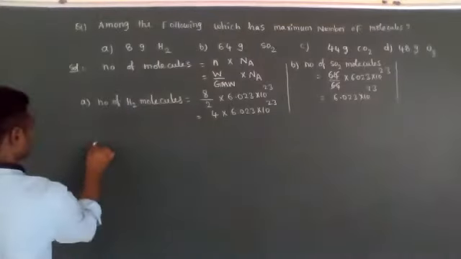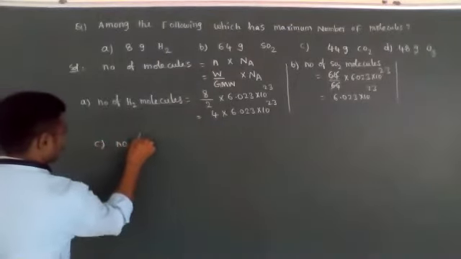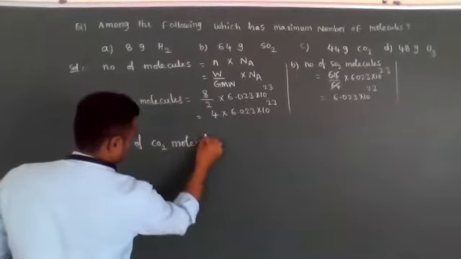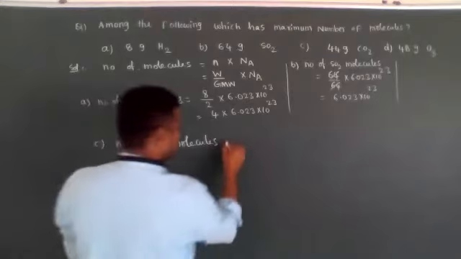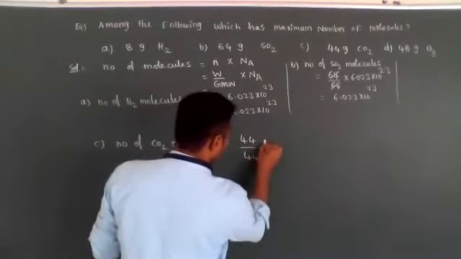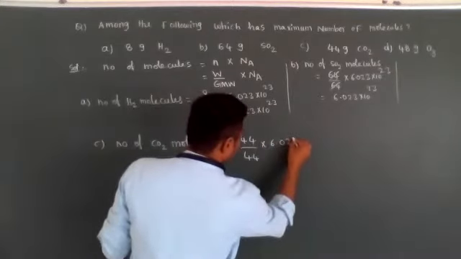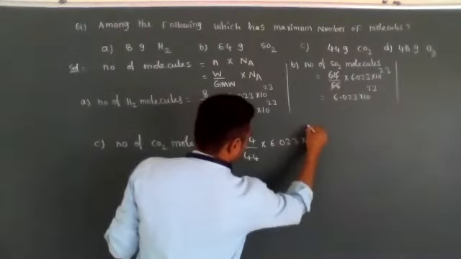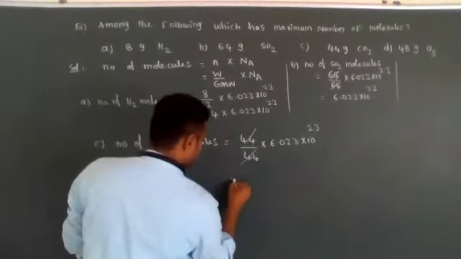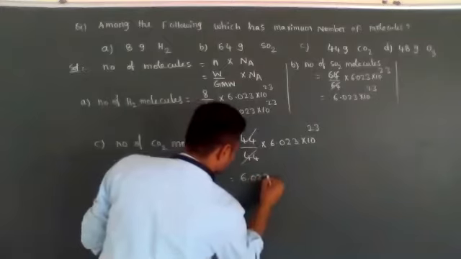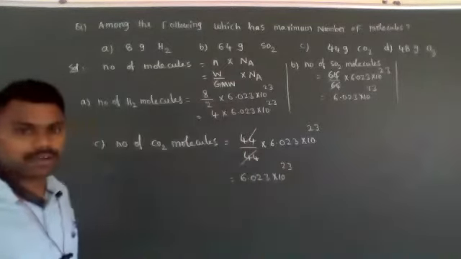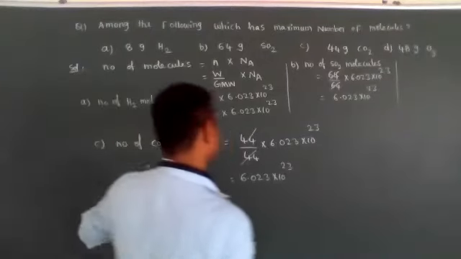Option C. The number of CO2 molecules is equal to weight 44 by 44 into 6.023 into 10 to the power of 23, which means you will get 6.023 into 10 to the power of 23 molecules. Next, option D.